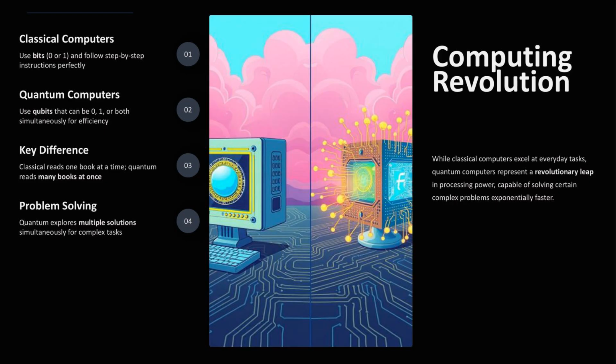This slide compares classical and quantum computers in simple terms. Classical computers use bits that are either 0 or 1, processing information step by step, like reading one book at a time. Quantum computers use qubits that can exist in multiple states simultaneously, allowing them to explore many solutions at once, like reading multiple books simultaneously. This fundamental difference makes quantum computers incredibly powerful for specific complex problems, while classical computers remain perfect for everyday computing tasks.